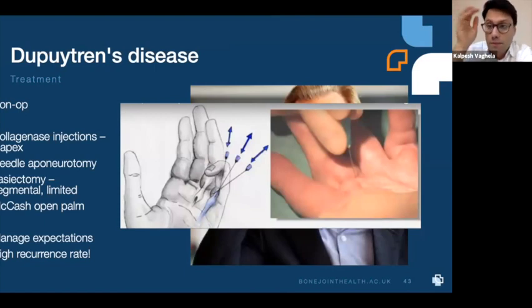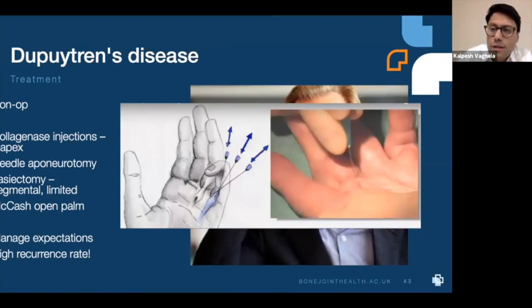You must also really explain to the patient that this is a condition which will come back. So it's really about managing expectations with this, so that you get some degree of correction of the contracture, but there's a high rate of recurrence, and you may not get a full correction of deformity.